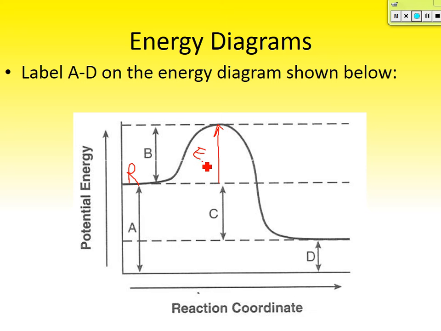B is the energy of activation. Yeah, the activation energy. What is C measuring? From the reactants down to where we end? That's delta H. Very good. What is D telling us? The energy of the products. Okay, very good.